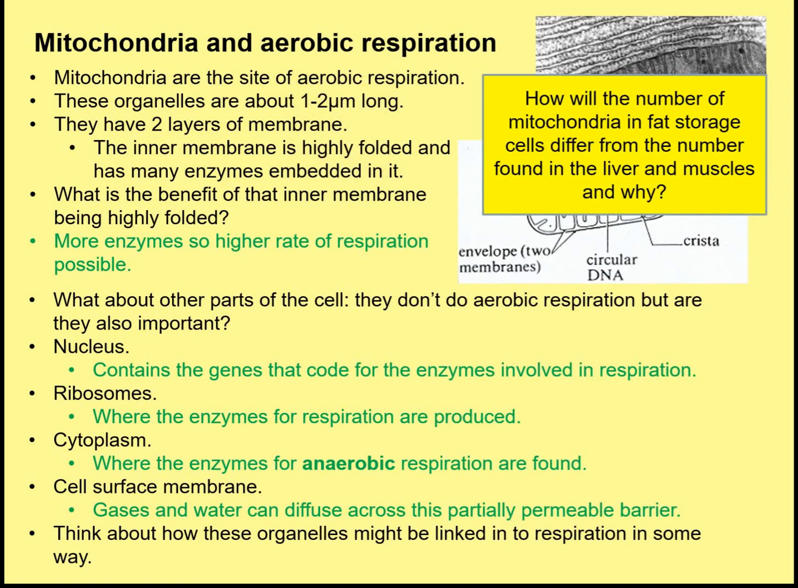Hopefully you got the idea that there are going to be more in the liver and the muscles because those are more metabolically active cells. They're doing more chemical reactions, and muscles are working to create muscle contraction. The liver is doing lots of chemical reactions to process your blood, whereas fat cells are just storing lipid, not doing very much. They're fairly metabolically inactive, so they're going to have fewer mitochondria in them.